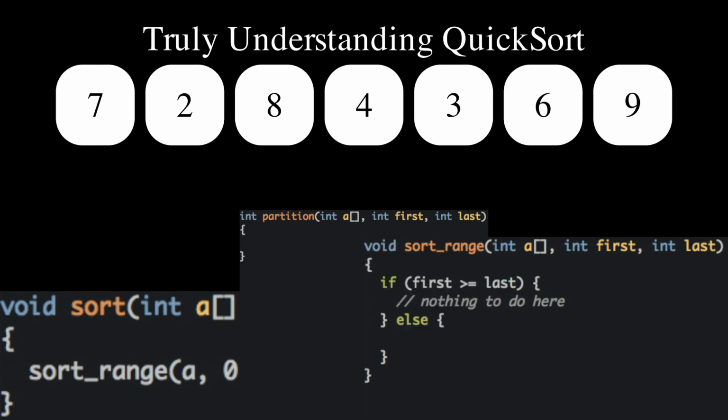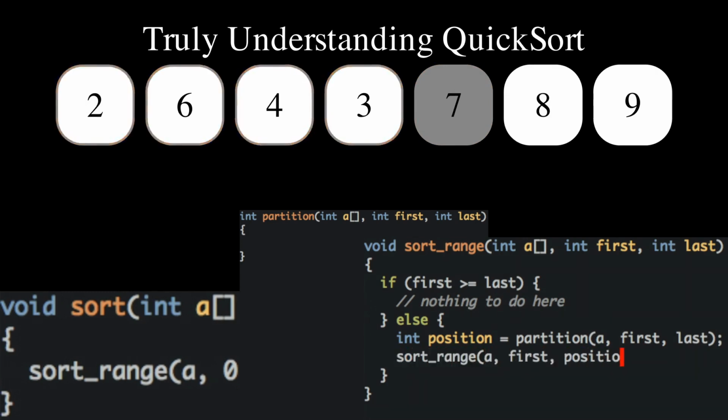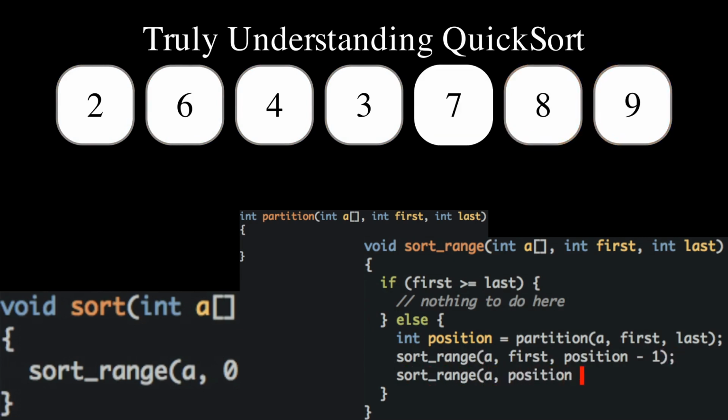How do we use it to fill in our sortRange function? In the recursive case, we must first partition the array, and therefore we call the partition function. This brings the pivot to the index position in the array. This is, as discussed, the final position of the pivot in the sorted array. What remains to be done is to sort recursively the range on the left-hand side of the pivot and then the range on the right-hand side, making sure to exclude the pivot in either case.